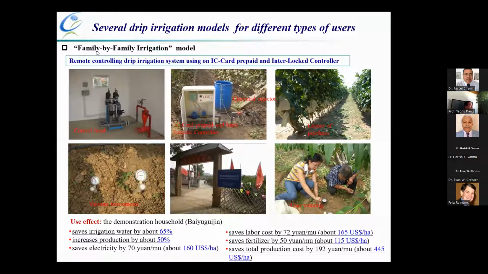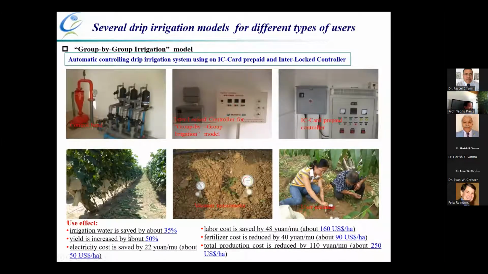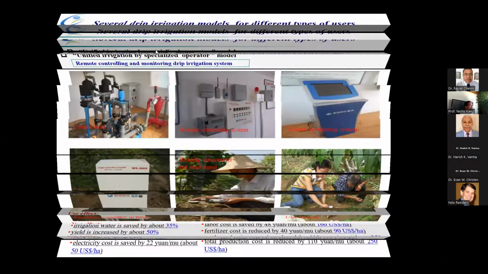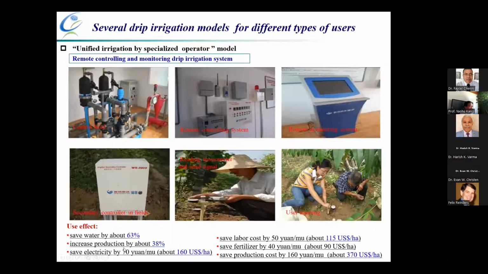Also, this is for the group by group models, which has similar and beneficial results. Also, this is for the unified irrigation by specialized operator models. Also, you see, they can increase the yield much, save the labor cost, save the electronic cost, and everything.